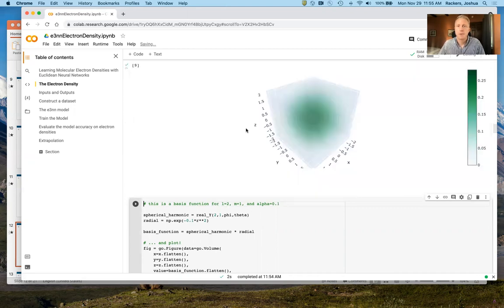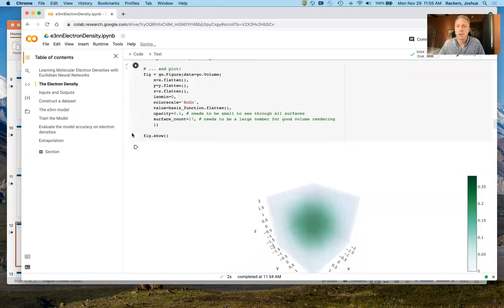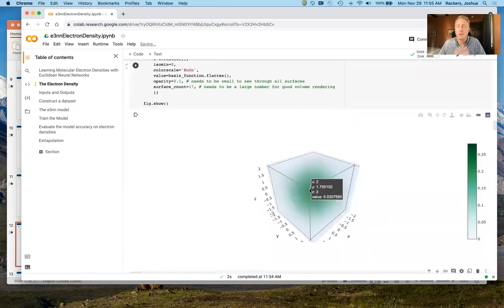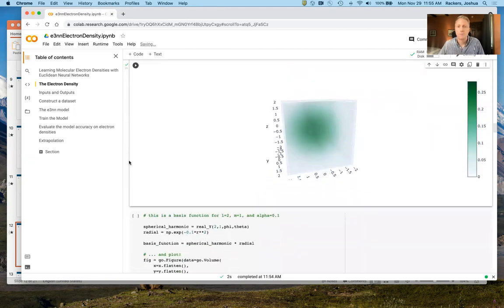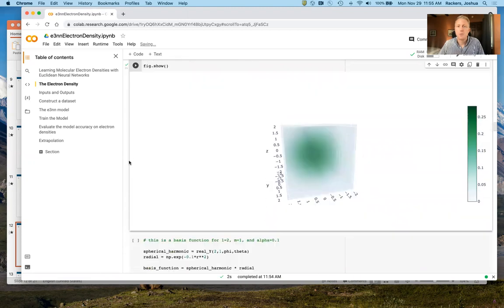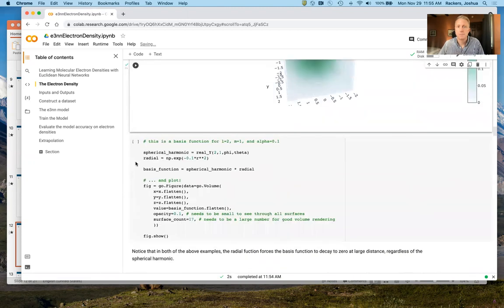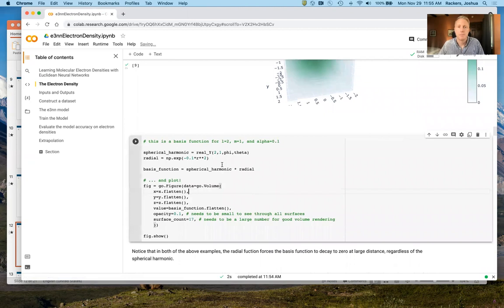And believe it or not, these types of basis functions end up representing the bulk of the electron density of any given atom. And you can see that this has the expected behavior, right? It's very dense near the atomic center, and it decays as you go further out. But of course, we need more than just L equals 0. We're going to need some higher L.